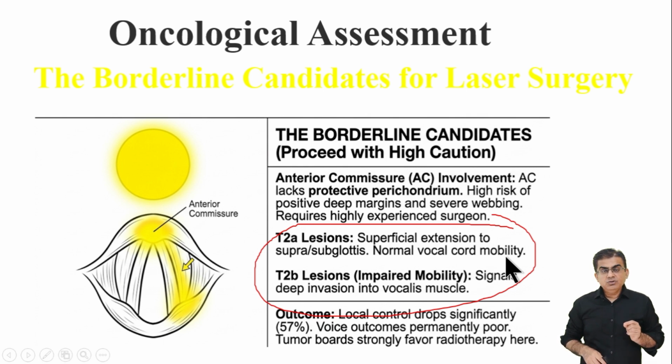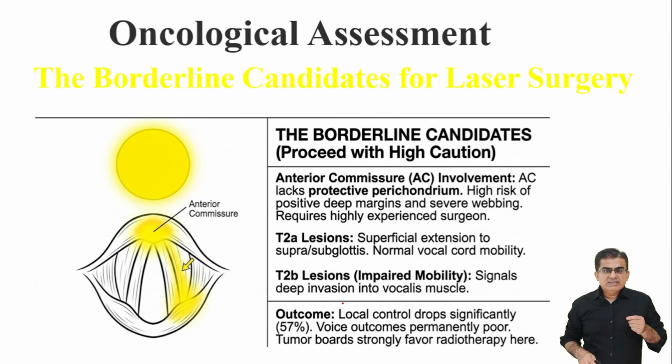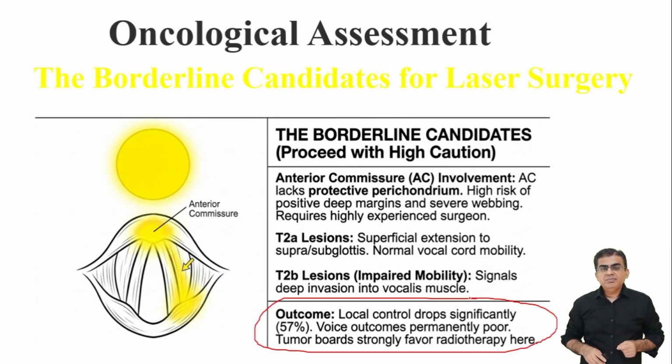But the functional T2B lesions are a completely different clinical story. In these patients, the vocal cord has impaired mobility. This impaired movement is a major warning sign. It explicitly signals deep invasion into the vocalis muscle. If you use a laser here, your local disease control drops significantly to just 57%. Furthermore, the patient's voice outcome will be permanently poor. This is exactly why we strongly favor primary radiotherapy when there is impaired mobility.